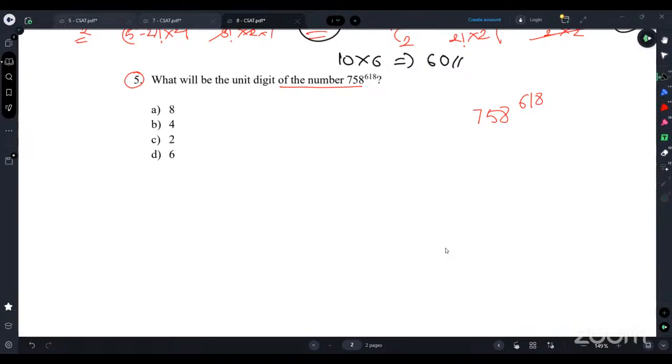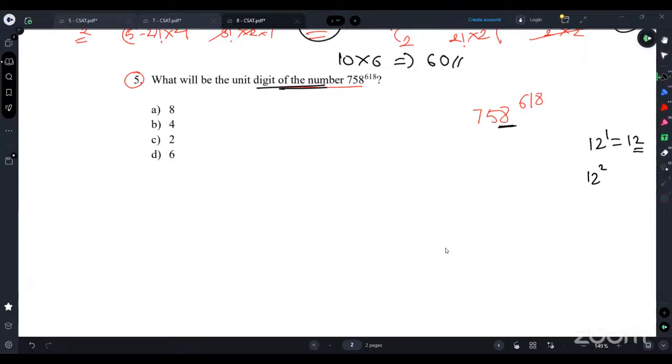For solving such a question, you have to know that the unit digit only depends on the last digit of this number, 758. If I take an example of 12, 12 raised to 1 is 12, so the unit digit is 2.